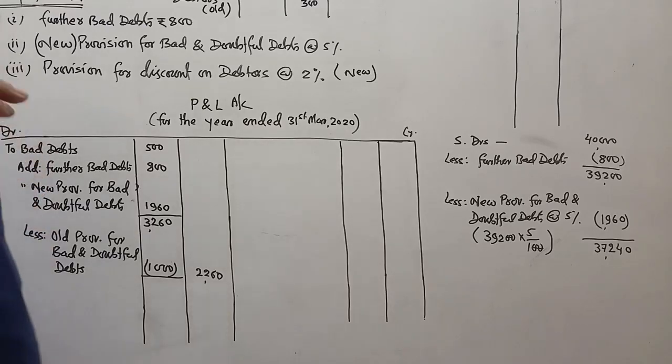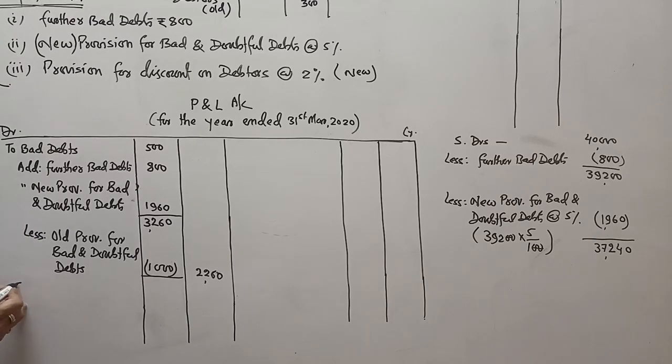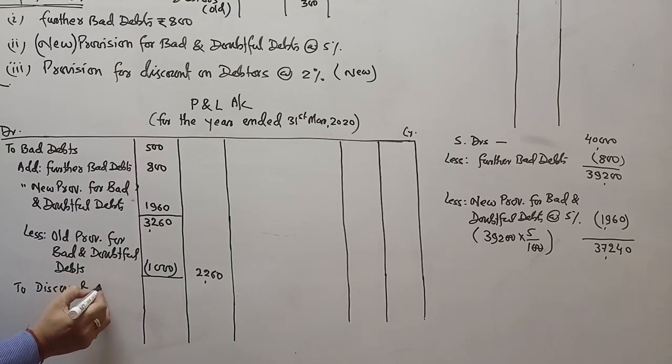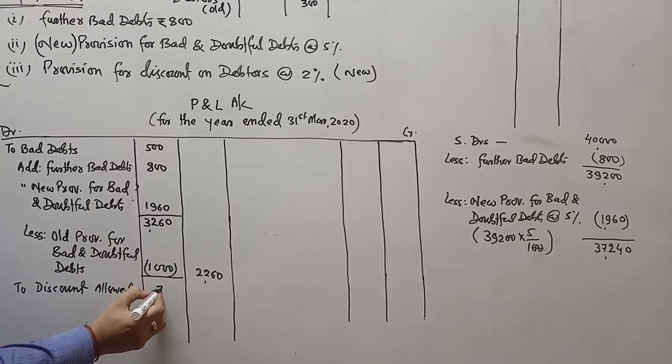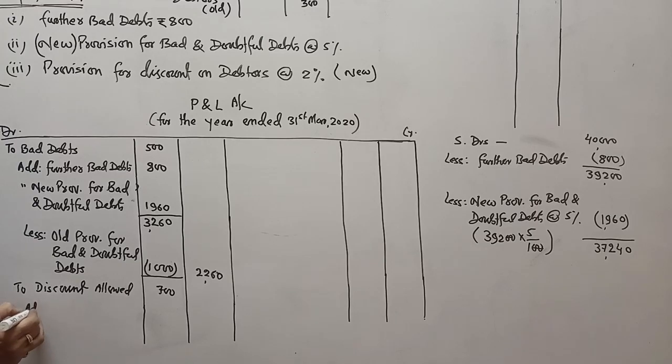In the same way, we will do the treatment of discount allowed. Discount allowed is an indirect expense. Discount allowed given in the trial balance is how much? Discount allowed is 700, which is given in the trial balance. To this, you add the new provision for discount.